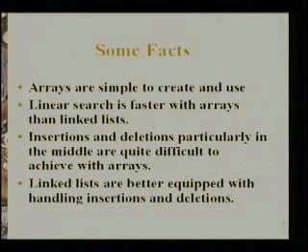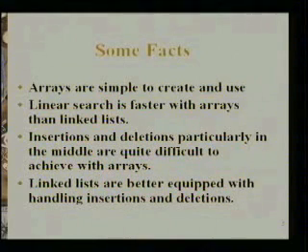Now the second fact is that linear search is faster with arrays than linked lists. The reason for saying that linear search is always faster than with linked lists is, as I have already mentioned earlier, the elements of an array are stored sequentially to the extent possible. So suppose that you are storing 20 elements in an array, all integers, and you are told to search if there is the number 6 in this array. You can immediately search from element 1 to element 20, and whenever a match occurs you can stop searching.